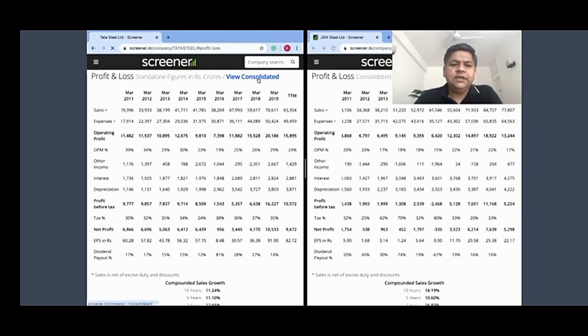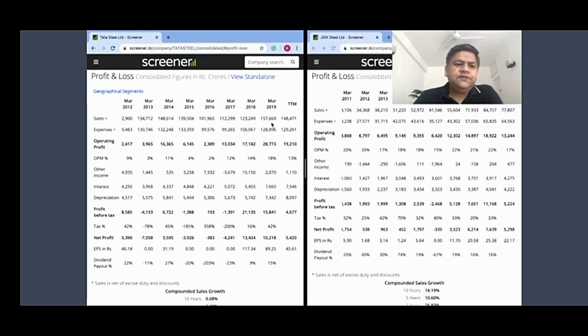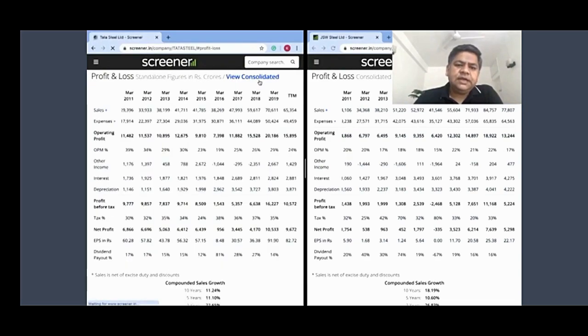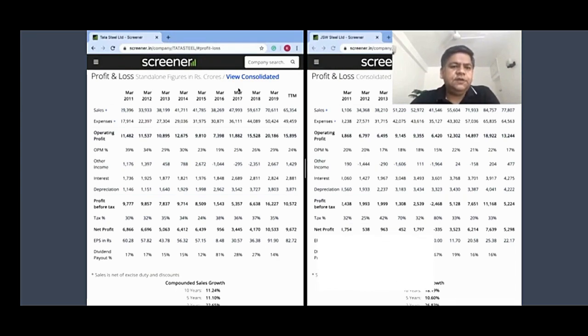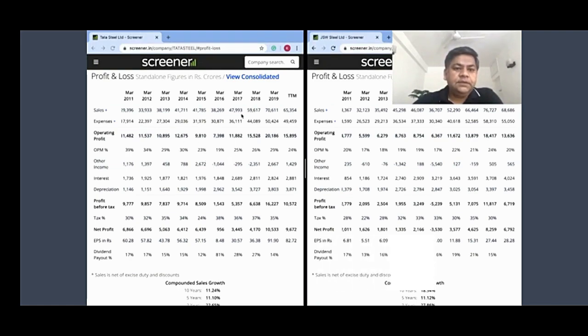In case of Tata Steel, you can see that it is 1,57,000 crore, but if I see the standalone, I can see it here, 70,000 crore. Now we will compare in both fashions. The very first time, we will compare standalone with standalone. Standalone to standalone, Tata Steel India is making sales of 70,000 crore, and JSW Steel is making sales of 76,000 crore.